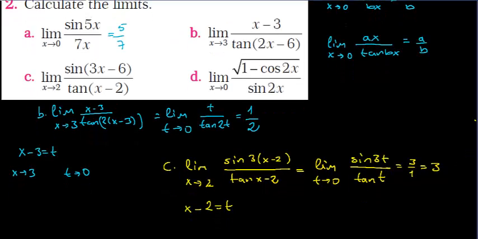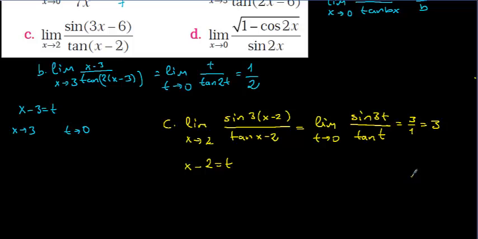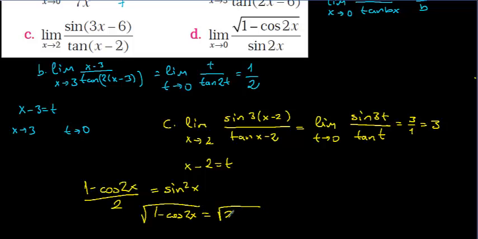Okay, the last one is d1, which needs a trigonometric substitution, because we know that 1 minus cosine 2x over 2 is equal to sine square x. That's why here, instead of 1 minus cosine 2x in the root, I'm going to write 2 times sine square x, that's equal to root 2 times the absolute value of sine x.